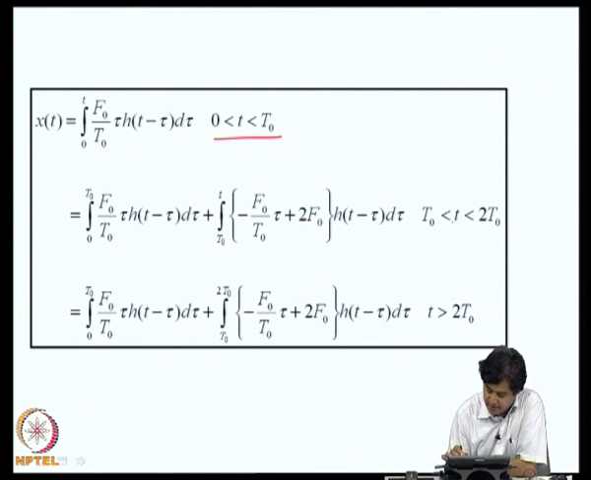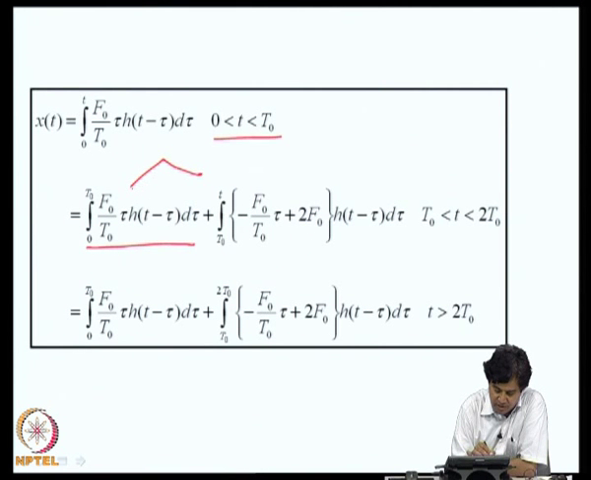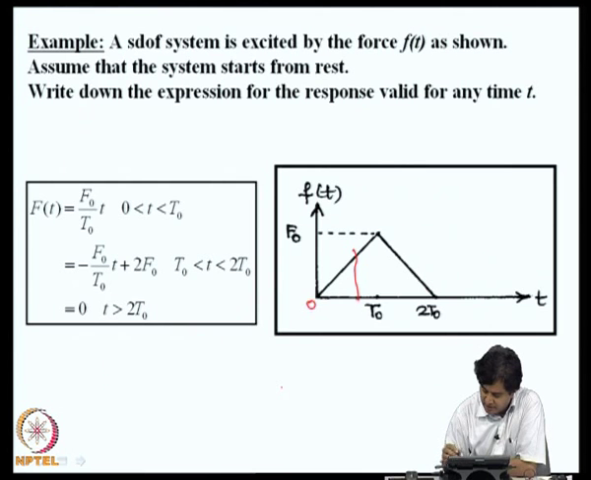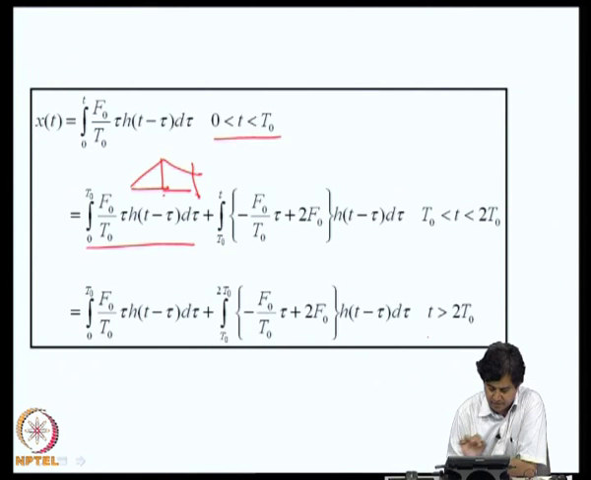Now, if you are in the region t from t naught to 2 t naught, the first expression represents the response due to the rising part, that is up to this part. The second one is from t naught to 2 t naught, that is contained here. If you cross 2 t naught, then if you are somewhere here, the excitation is 0 from 2 t naught onwards. So, the integration will be from 0 to t naught for this part and t naught to 2 t naught for this part, and then simply free vibration decay. So, that is what you get here.